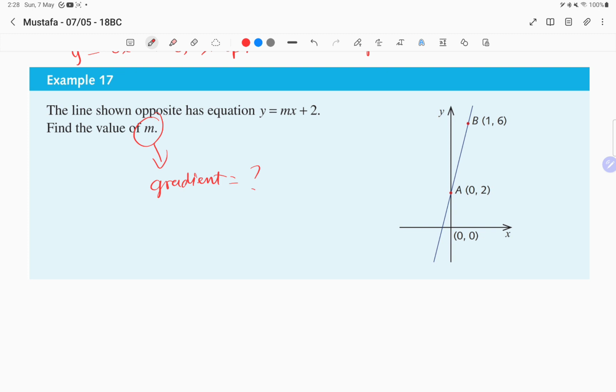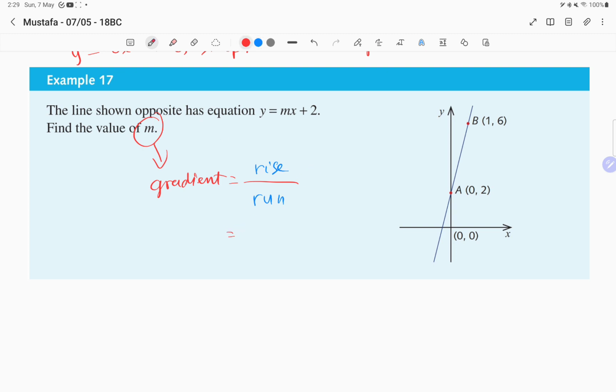There's a formula for it. Gradient is slope, and slope is something over something. Isn't it rise over run? Yes, it is rise over run. There are many ways to find the same thing. The idea behind this chapter is that you need to connect a bunch of concepts together. So, rise over run.